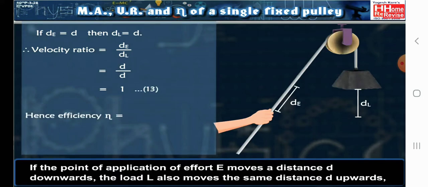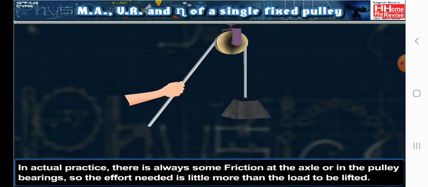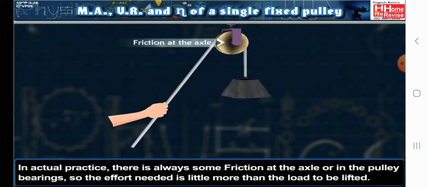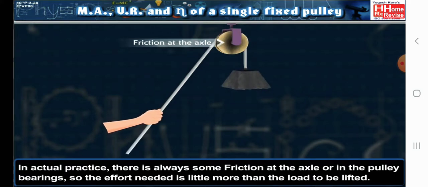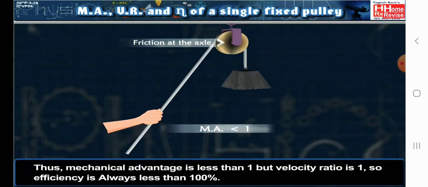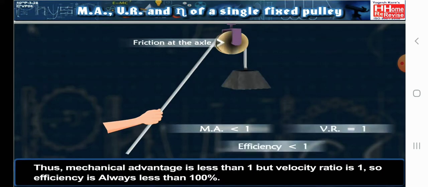Hence, efficiency eta is equal to mechanical advantage upon velocity ratio, which equals 1 or 100%. Let this be equation 14. In actual practice, there is always some friction at the axle or in the pulley bearings, so the effort needed is a little more than the load to be lifted. Thus, mechanical advantage is less than 1, but velocity ratio is 1. So, efficiency is always less than 100%.